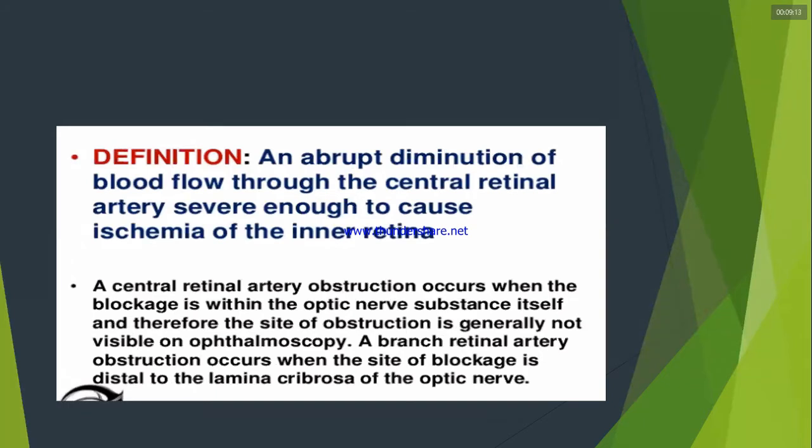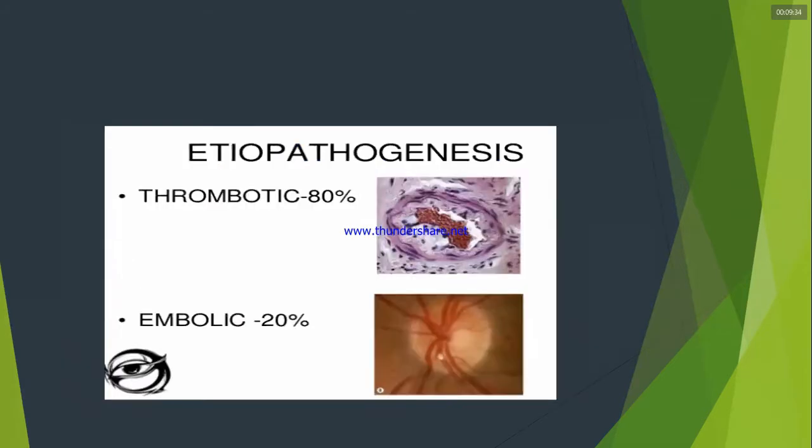Most of the vessels in the body are seen only in the eye, but this site of obstruction is not seen. It is within the optic nerve. Branch retinal artery obstruction occurs when the site of blockage is distal to the lamina cribrosa of the optic nerve. So what can be the blockage? It can be thrombotic in 80% of the cases and embolic in 20% of the cases.